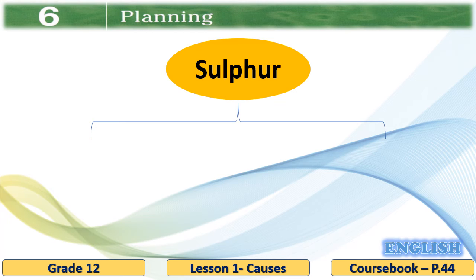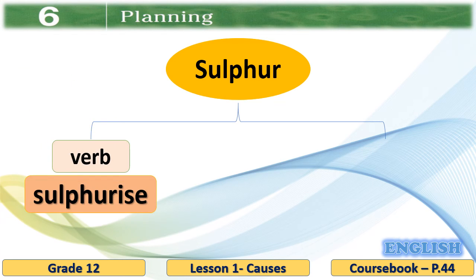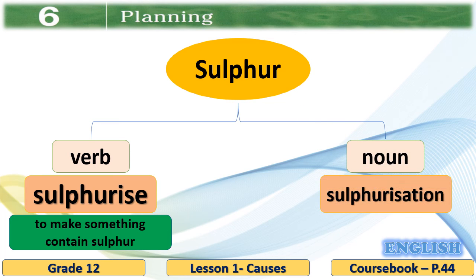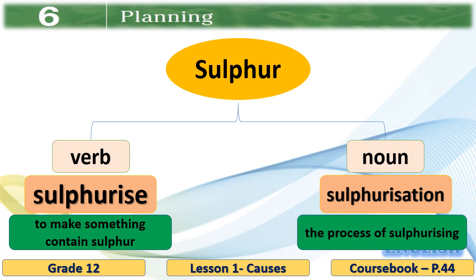The third example here is the word sulfur. It can be used as a verb. It becomes sulfurize, which means to make something contain sulfur. It can also be used as a noun, and it becomes sulfurization. Sulfurization means the process of sulfurizing.